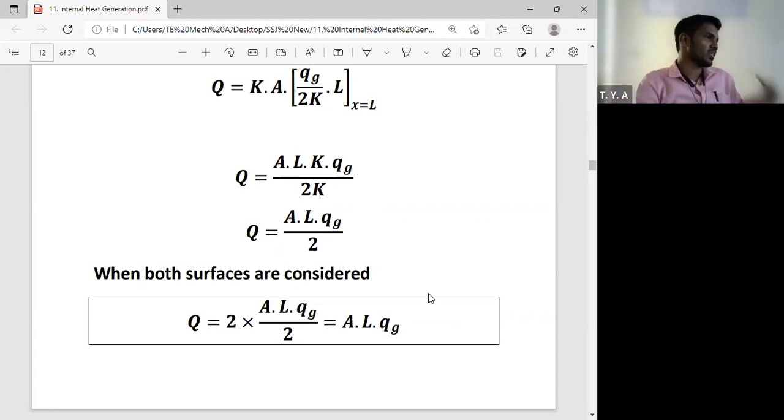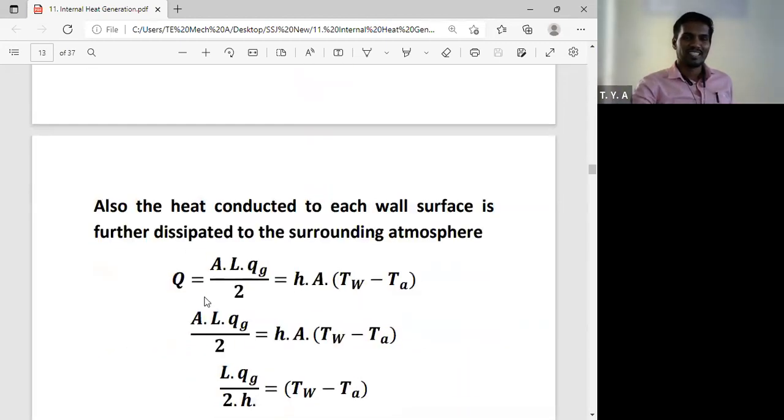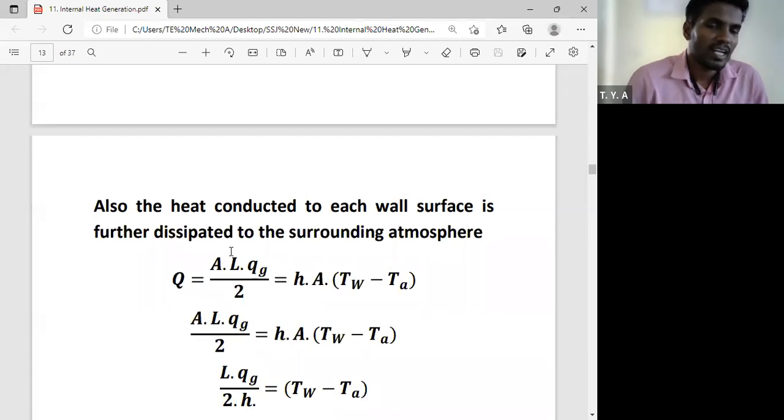So now we have to write down the equation for the convection. Okay, so write down also, write down equation संपत नाही लिहा तुम्ही. Also the heat conducted to each wall surface is further dissipated to the surrounding atmosphere.